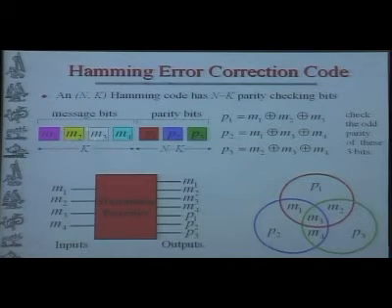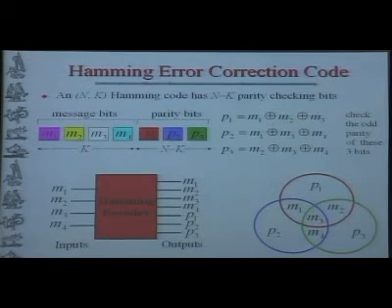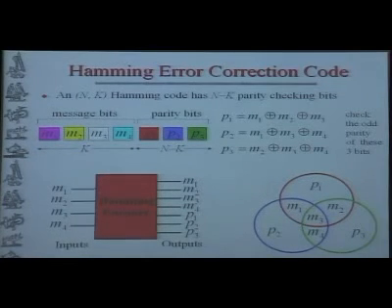In Hamming code, I have my message bits, the bits that I want to send. So M1, M2, M3, M4 are the actual bits that I want to send. The P1, P2, P3 are called parity bits, or the checking bits.